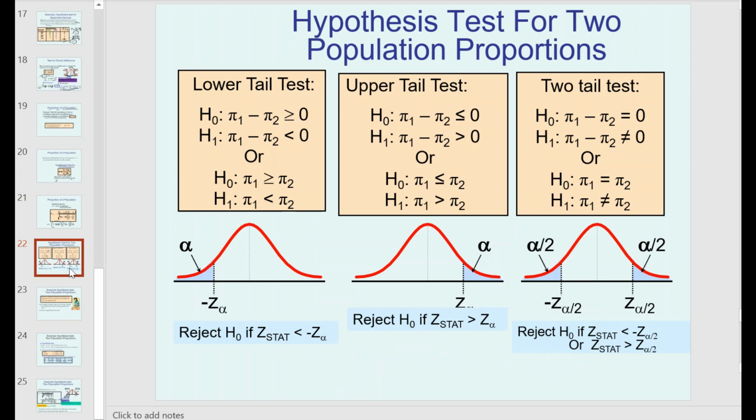Again, the hypothesis test for two population proportions can involve a lower tail test. This involves only one tail, on the left side, and there is also a one-tail test on your right side. So you do not need to divide your alpha by 2, and remember that for proportion we use the Z stat. And this is a two-tail test, so you need to divide your alpha.